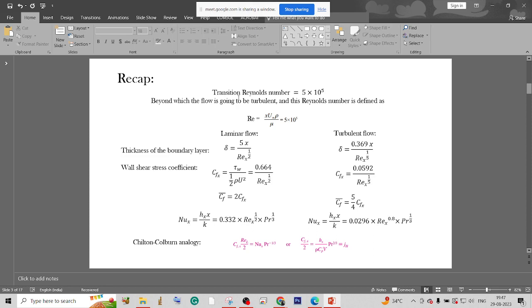And Nusselt's number is equal to 0.332 Reynolds number to the power half and Prandtl number to the power 1 by 3. And for turbulent flow, it is 0.0296. And the Chilton-Colburn analogy we will use in some later problems. This is also included here. Okay, now proceeding to the next question, the first question.